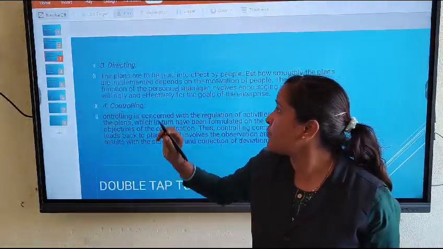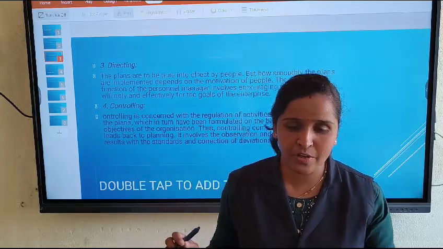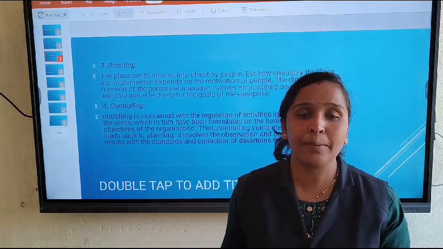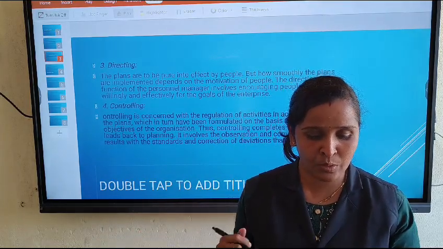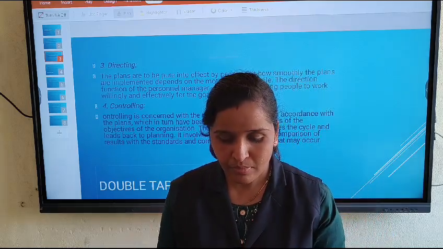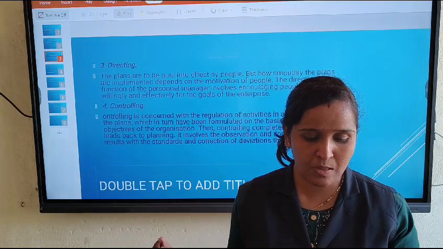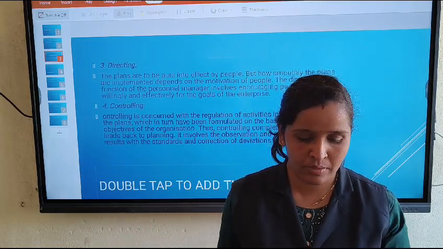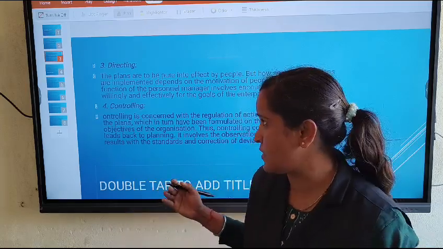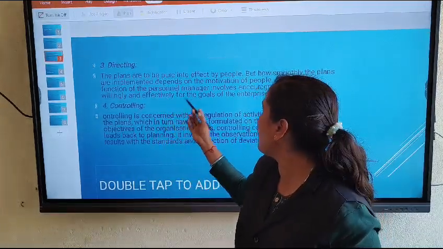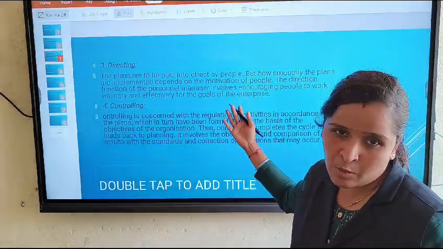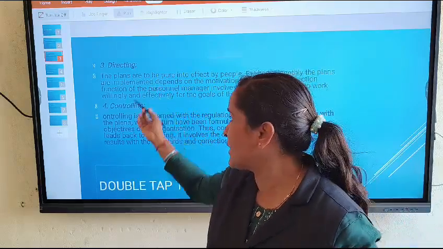Third function is directing. Directing is the third function of managerial function. Plans are implemented smoothly only depending on the motivation of people. The directing function of the personnel manager involves counseling people rightly and effectively toward the goals of the enterprise. It includes direction and motivation of people. It is called directing.